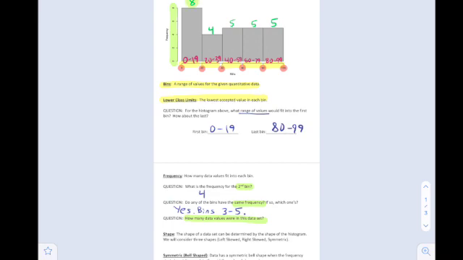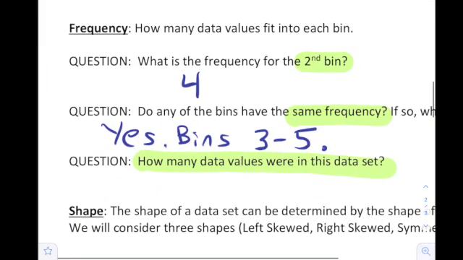Since we know there's 8 in the first, 4 in the second, 5 in the third, 5 in the fourth, and 5 in the fifth, we can add up those numbers, which adds up to 27, to realize that there were 27 data values. Just a fun fact, that means that Julio Franco played 27 seasons in the major leagues.